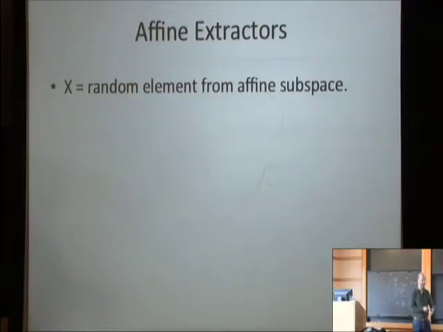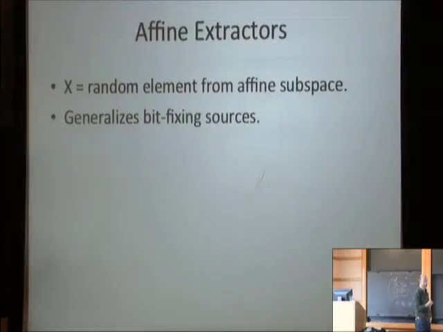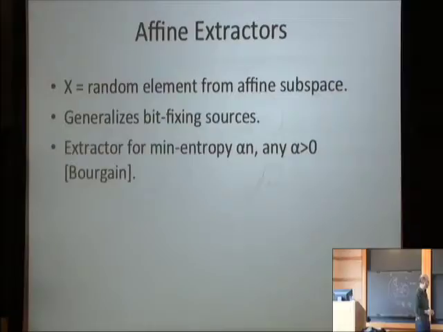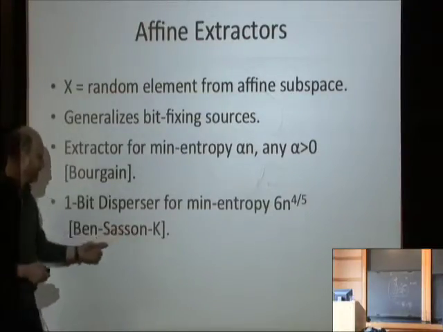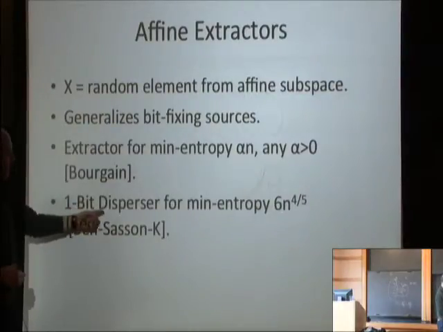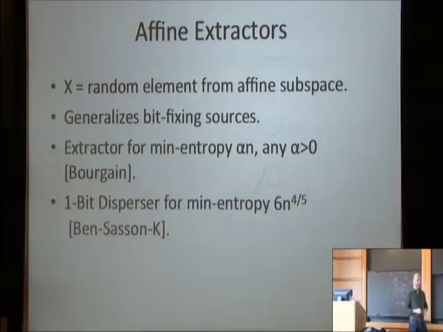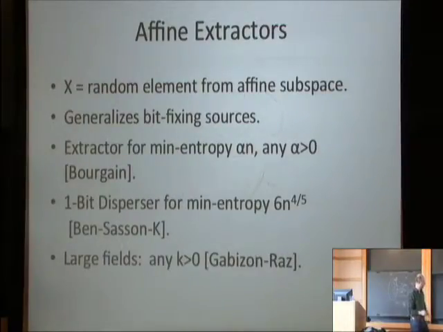Okay, so a generalization of an oblivious bit fixing source is an affine source. Here X is a random element from some affine subspace. Obviously these generalize oblivious bit fixing sources. The best known here is Bourgain, who gave an extractor for min entropy any constant times n. Ben-Sasson and Kopparty gave a 1-bit disperser if the min entropy is like n to the 4/5. And over large fields, Gabizon and Raz showed how to do it for any k. There's also an improvement by Shaltiel on the disperser.